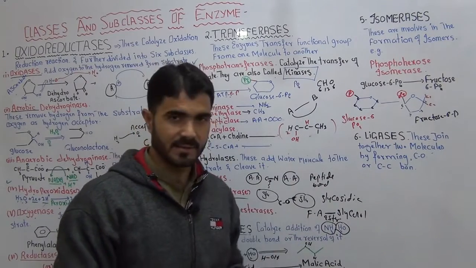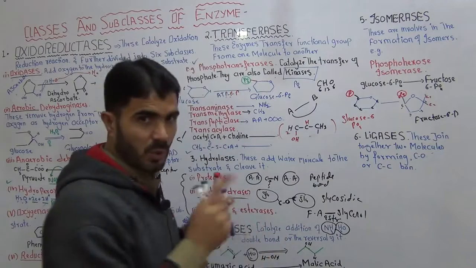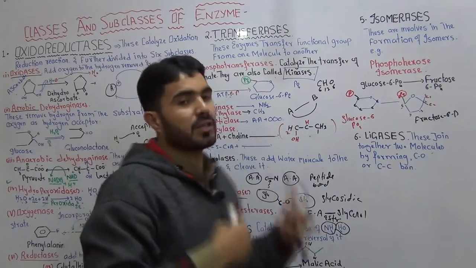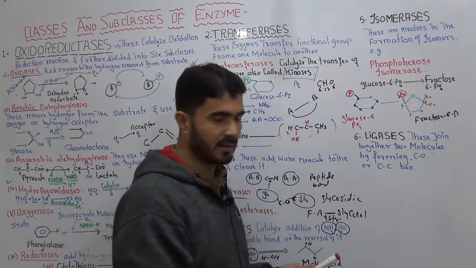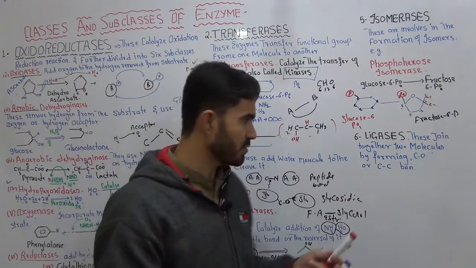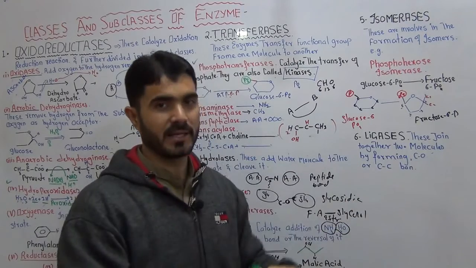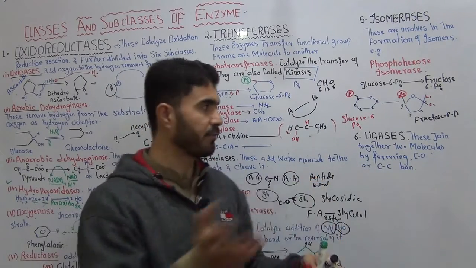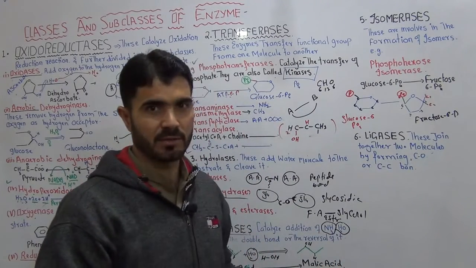The last one is ligases. Ligases are those enzymes which are not doing any work of the 5 groups. They have their own style. They are not hydrolyzing, they are not adding, they are not oxidizing, they are not reducing. They just link 2 molecules together. The phrase 'link 2 molecules together' you will not find in the previous 5 groups.